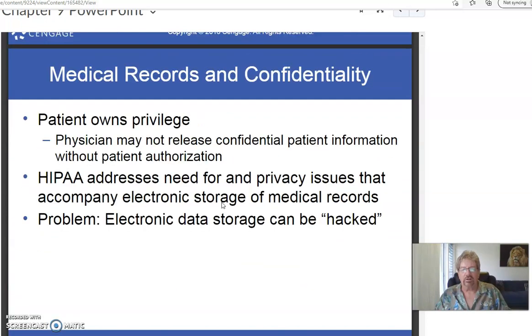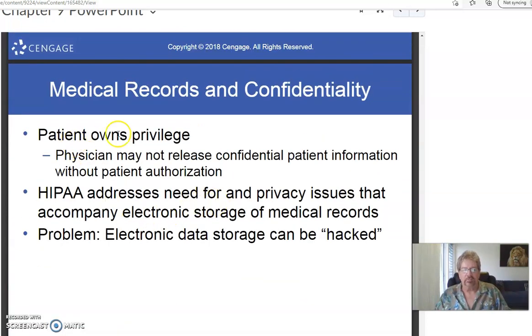Medical records and confidentiality. Patient owns privilege. Physician may not release confidential patient information without patient authorization. However, when a new patient comes in, guys, in that stack that they sign, one of the things they sign is permission to release it to certain individuals that have a right to see it.